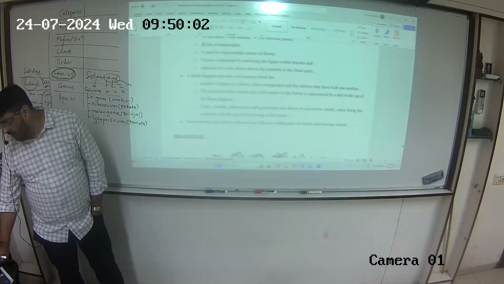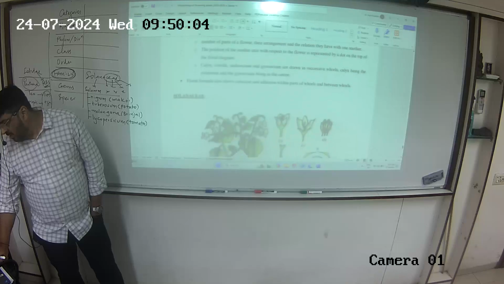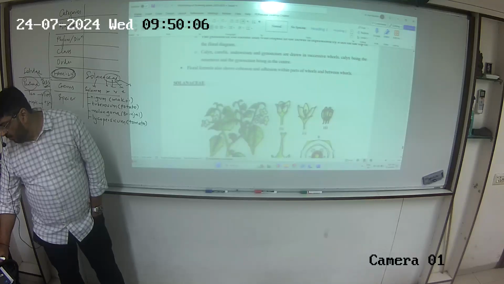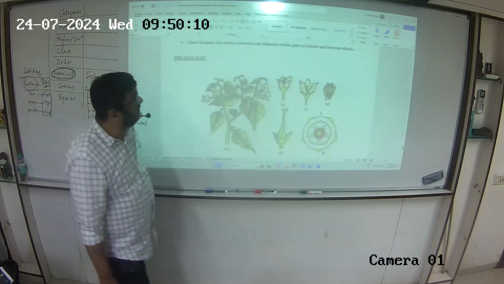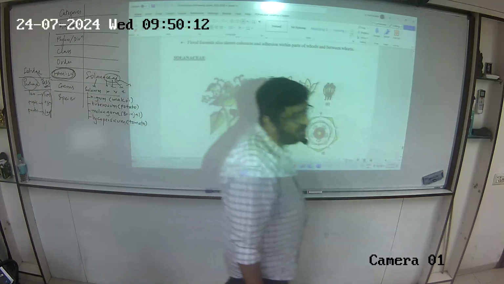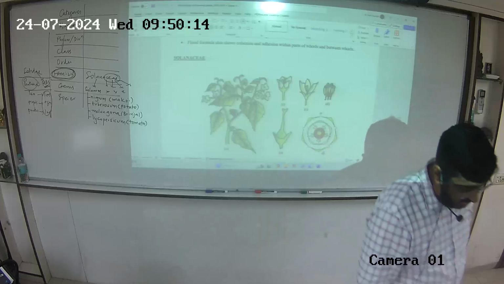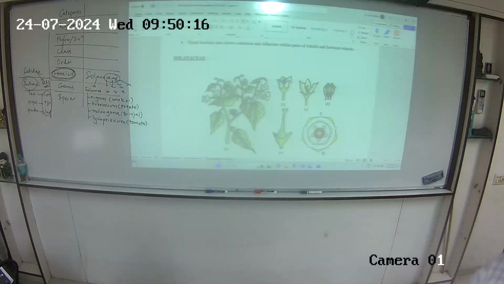Now, calyx corolla, वो तो हो गया. Floral formula also shows cohesion and adhesion within parts of the whorls and between whorls. Oh, cohesion and adhesion. We did that. Yes sir.